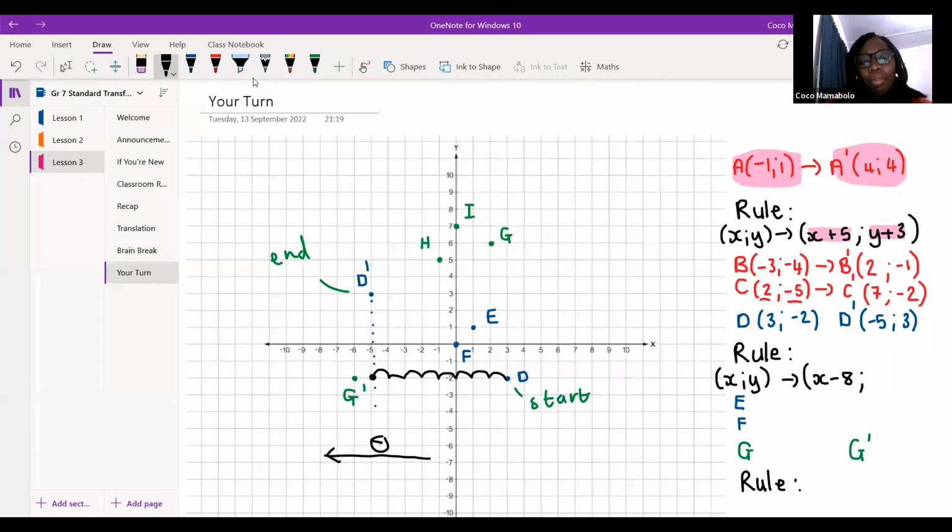Do I need to move up or down to get to D prime? Am I moving up or down, guys? Danae says up. Yonela also says up. Jaden says up. Excellent. How many times are we moving up, guys? Count for me. 1, 2, 3, 4, 5 times. Good. So now tell me, how am I going to write it? Y minus something or Y plus something.